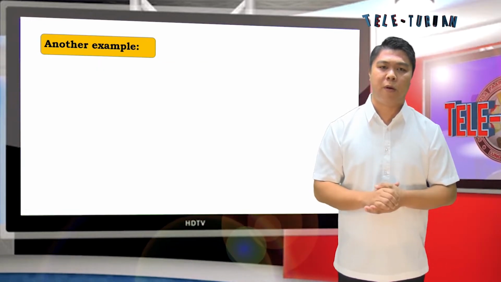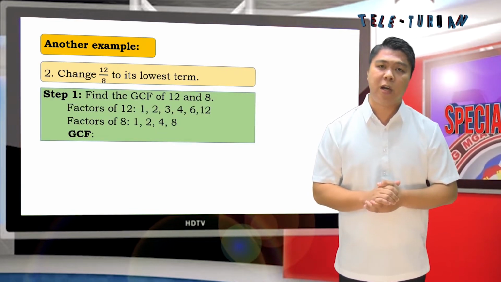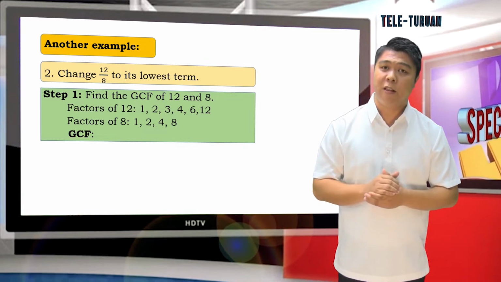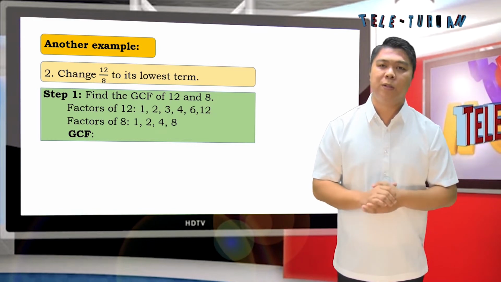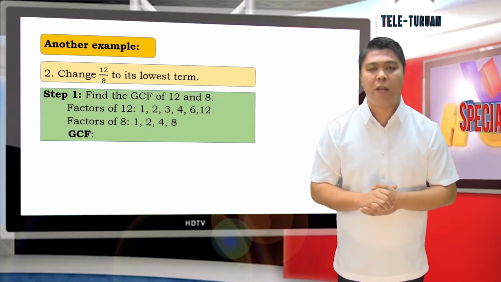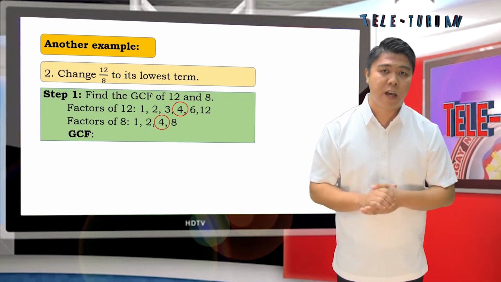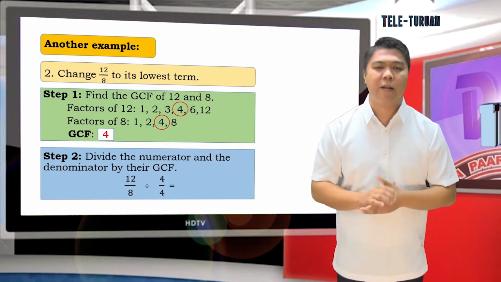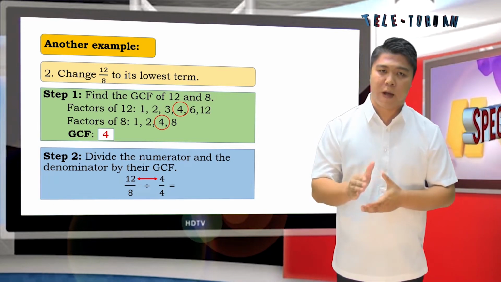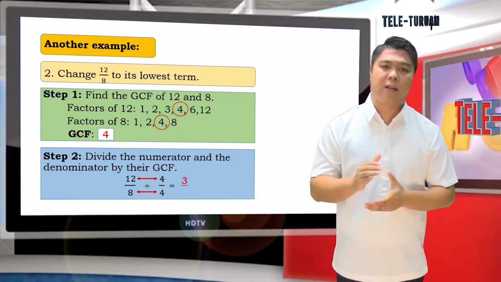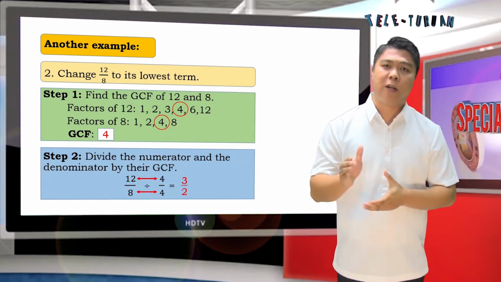Let's have another example. Change 12 over 8 to its lowest term. Step 1. Find the GCF of 12 and 8 by listing all their factors. You are right. Factors of 12 are 1, 2, 3, 4, 6, and 12. And the factors of 8 are 1, 2, 4, and 8. And their GCF is 4. Very good. Step 2. Divide the numerator and the denominator by their GCF. 12 divided by 4 is 3. 8 divided by 4 is 2. So, the lowest term of 12 over 8 is 3 over 2.